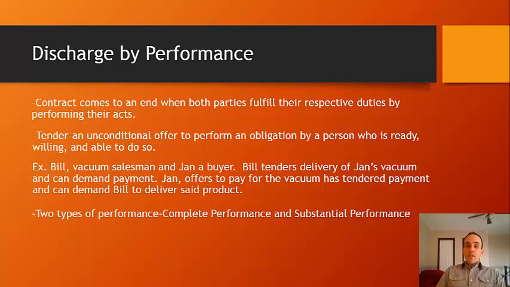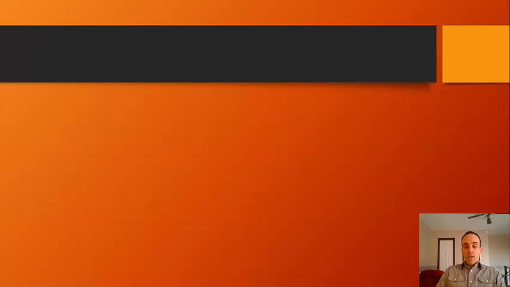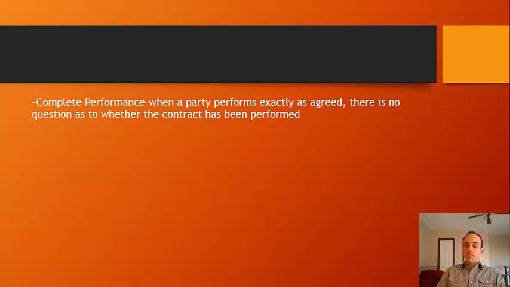Along with this, as far as performance is concerned, there are actually two types of performance listed as both complete performance and substantial performance. Complete performance is pretty much cut and dry. It's pretty simple. When a party performs exactly as agreed, there's no question as to whether the contract has been performed.